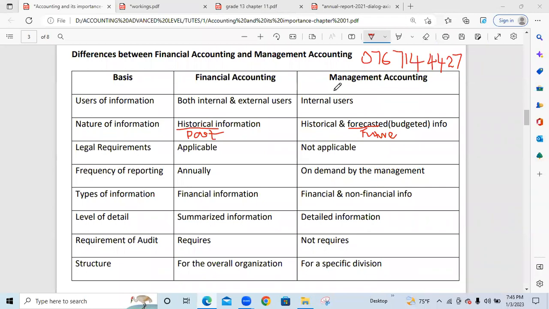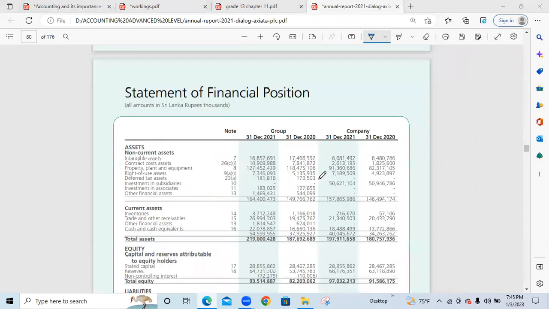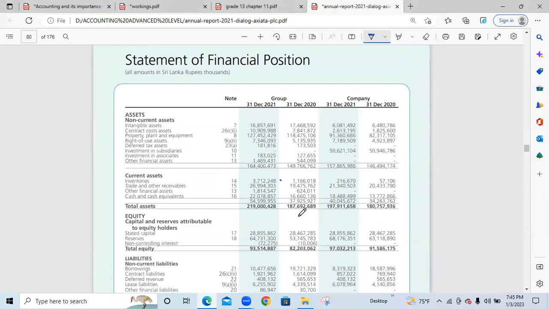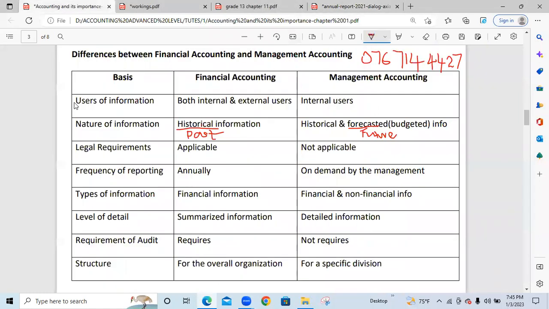Guys, legal requirements. If you are giving to outsiders, you have to follow laws and regulations. You have to follow standards. There are accounting standards you have to follow. You have to follow formats. Guys, these formats you can't change. You have to follow the format given by the standards. You can't do the format the way you want because you're giving to the outsiders. So guys, when you're giving to the outsiders, you need to follow the rules and regulations.